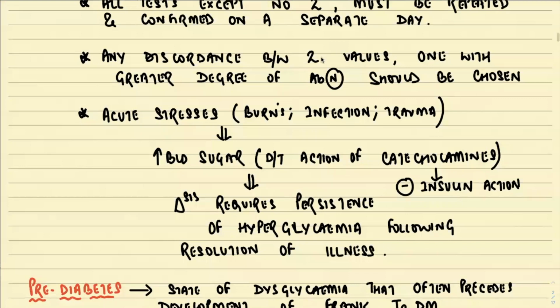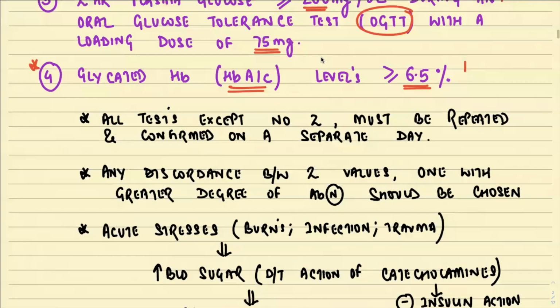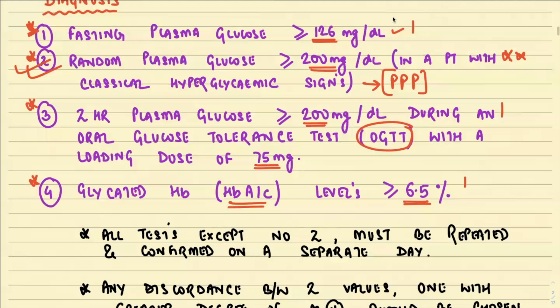One more thing. If, for example, you are doing 2 tests, for example, you did test number 1, fasting plasma glucose, and you did the glycated hemoglobin level. Now, out of these 2, which one should be accepted? For example, the fasting plasma glucose level came to be around 120 or 122, whereas the glycated hemoglobin level came out to be, for example, 6.7. So the test which is having the maximum abnormality has to be accepted.